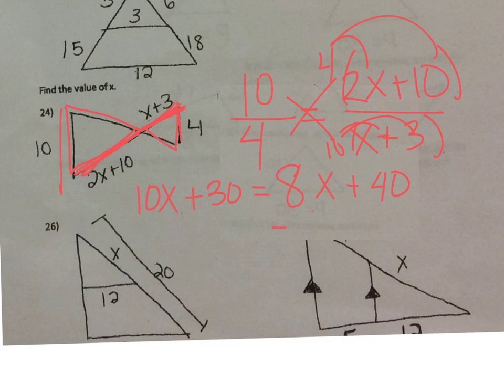All right, let's get our x's together. So that gives us 2x plus 30 equals 40. And let's subtract 30 from both sides, leaving us with 2x is equal to 10. Divide both sides by 2. X is equal to 5.